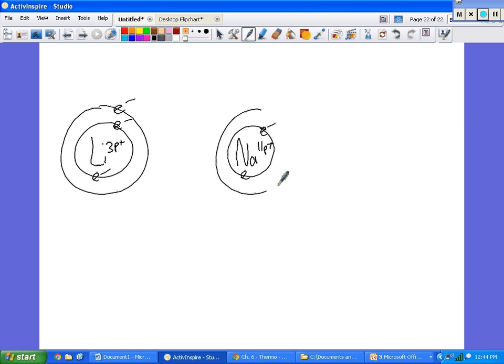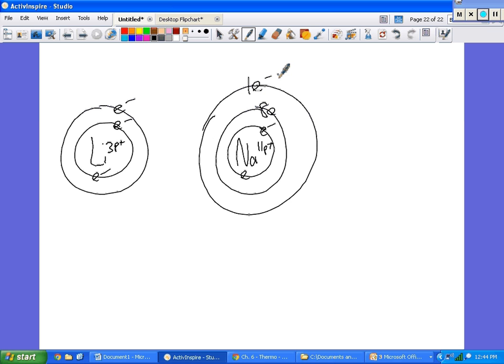How many would the next ring hold? 8. Very good. So I've got 8. And then what would the next one have? Do you agree they both still have 1 valence electron? But has it gotten larger? Why did it get larger? You've added another orbital.